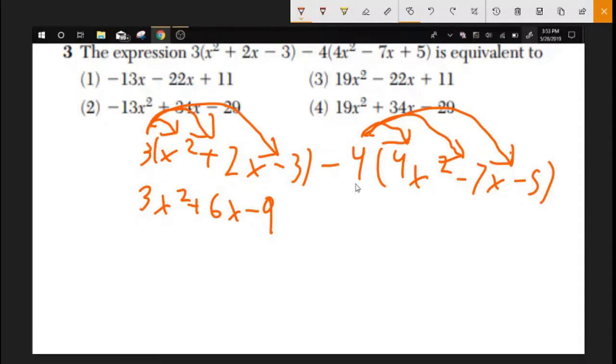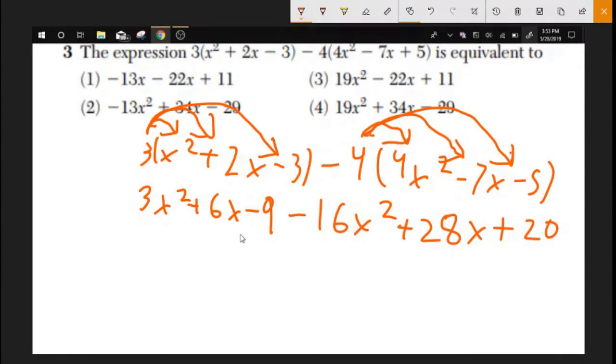So we have negative 16x squared, and then -4 multiplied by -7x is positive 28x. That's sloppy. 28x. And then -4 multiplied by -5 is positive 20. And now we just need to combine like terms, and we have our answer.